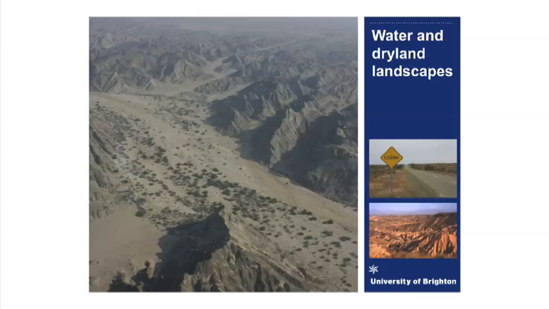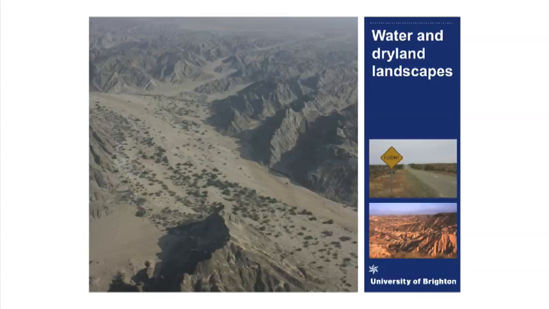Now, what I do, as I said at the start, I can broadly split into two main categories. The first one is looking at water and dryland landscapes, and the second is looking at water and dryland society.